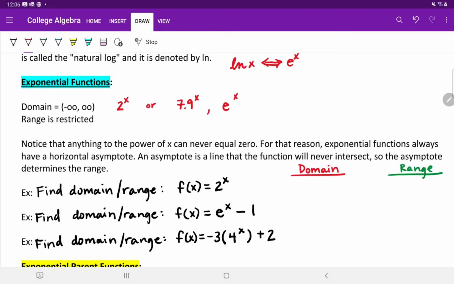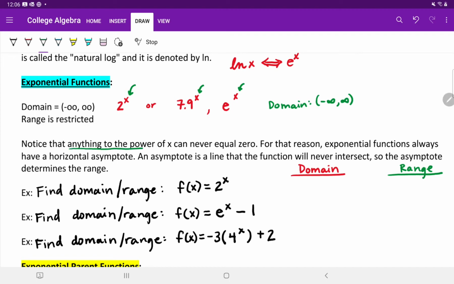Exponential functions have an unrestricted domain. There is nothing preventing us from putting any number we want in here for x. So our domain is going to be all real numbers. For all exponential functions, that's your domain. We never have to worry about it. Our range, however, is not all real numbers. Our range is going to be restricted, and let's talk about why.